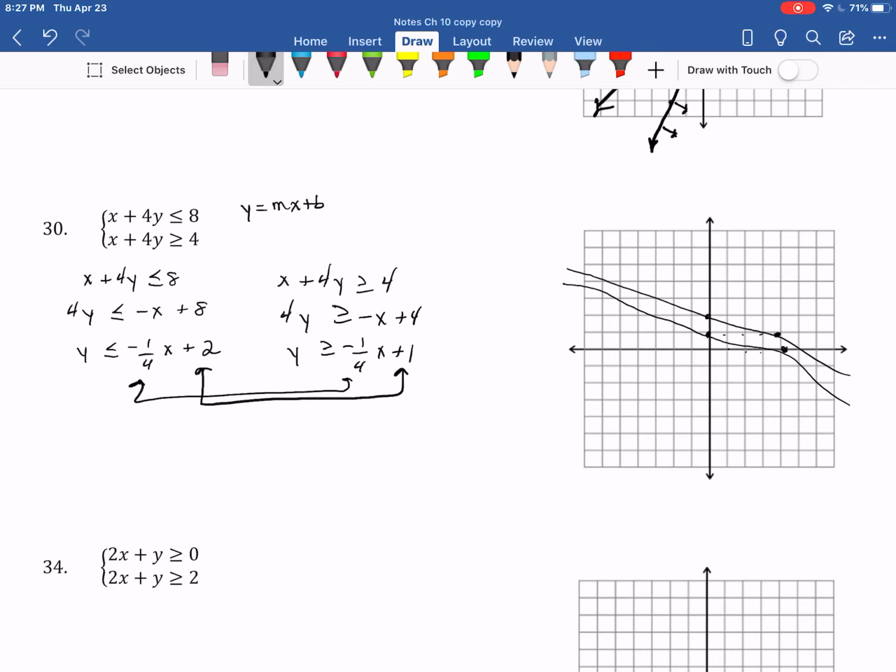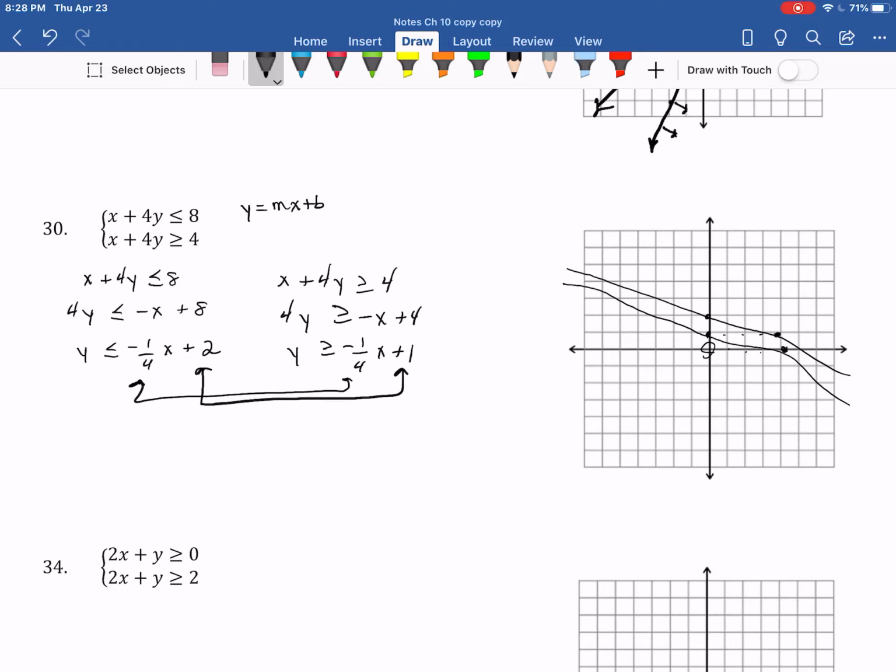We need to decide where to shade, right? Are we going to shade in between those two lines, or are we going to shade on the opposite ends, above the top and below the bottom line? So you're going to choose your test point just like we've done in the past, and you're going to decide the appropriate region to shade. I'm going to choose the point 0, 0. So I plug 0, 0 into the inequality that I graphed first.